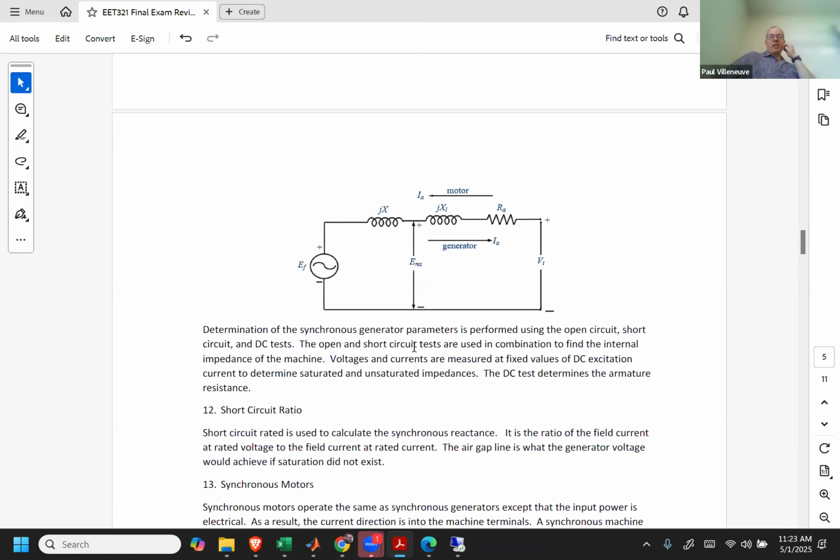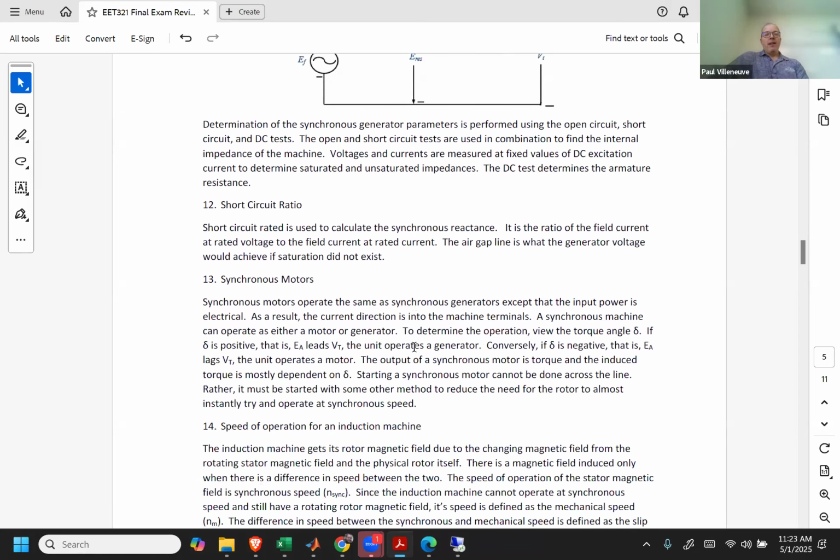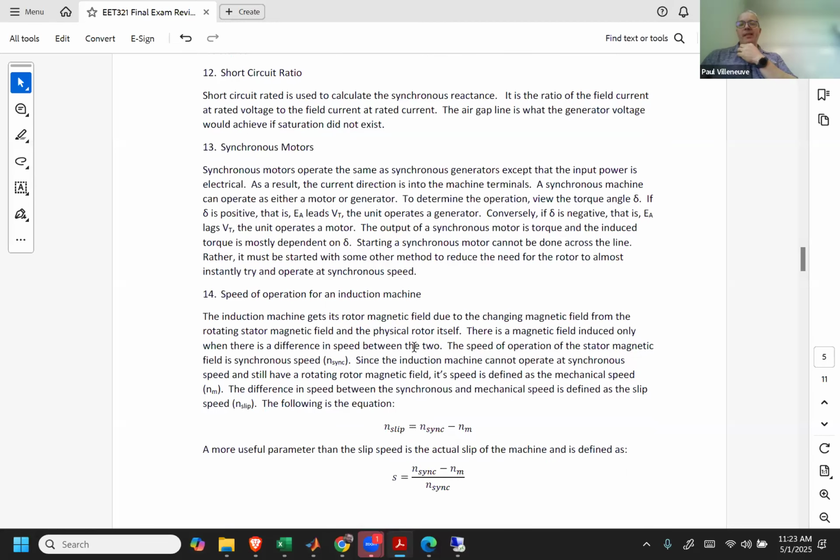And we did a bunch of homework examples for that. This is just short circuit ratio. Like I said, I've never seen it other than that one application that we looked at this semester. But here's the calculation for that. Synchronous motor is the same as a synchronous generator. It's just electrical power in. But again, it has to operate at synchronous speed.